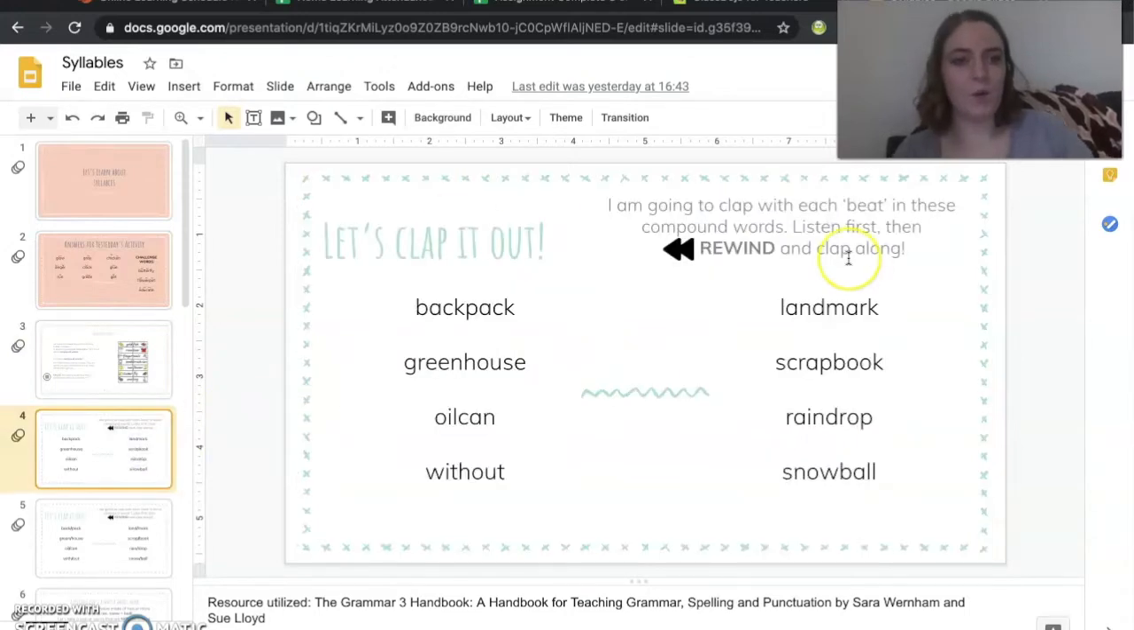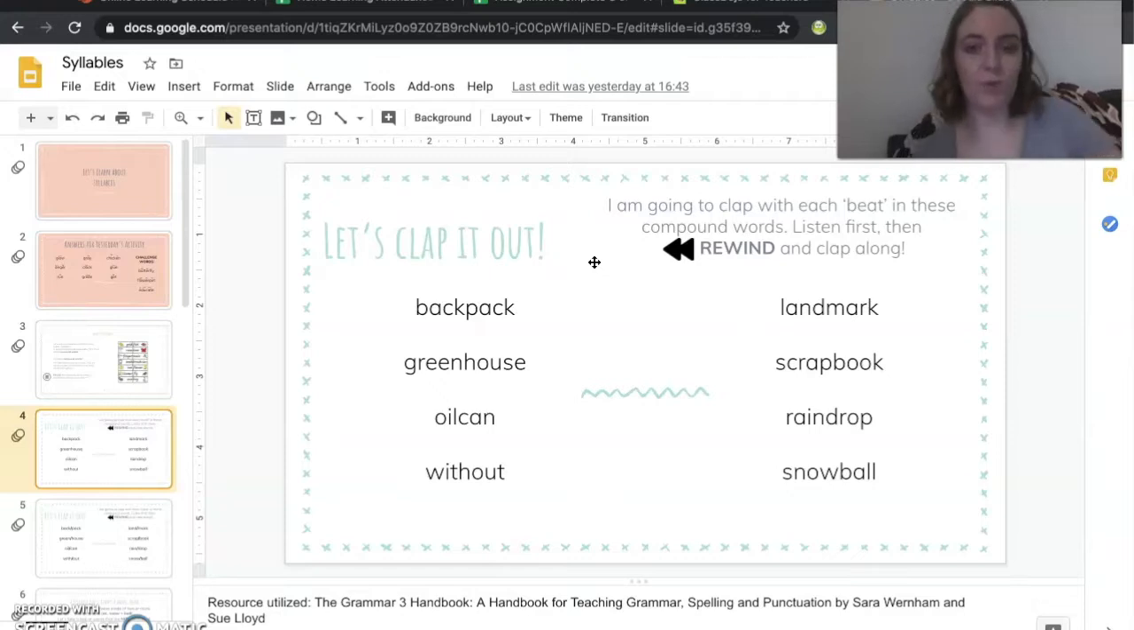All right, so let's take a look at these compound words. We have backpack, greenhouse, oil can, without, landmark, scrapbook, raindrop, and snowball. So remember, I've taken two words and put them together. For example, backpack. Back is a word and pack is a word, and I've just stuck them together.